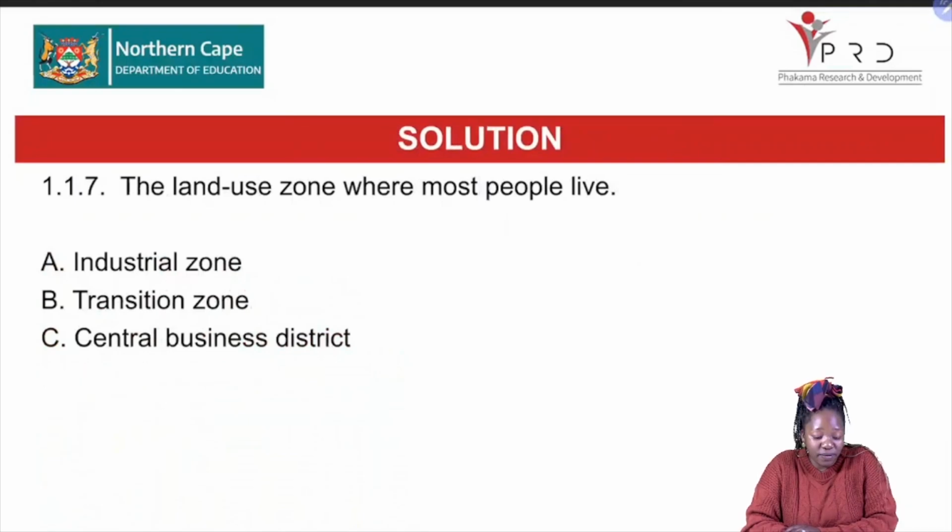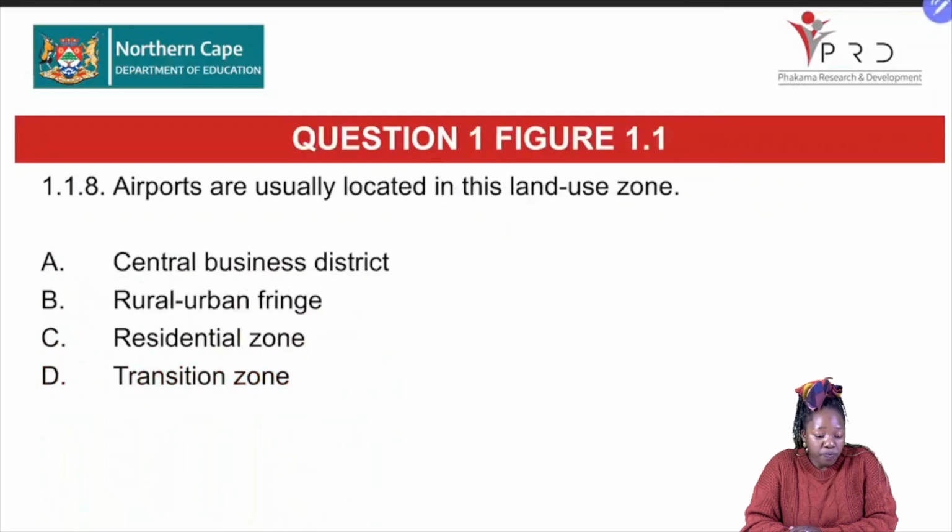So this one, it was very, very simple. We're looking at the land use zone where most people live. We call the areas that we live in the residential zone, which is your option D. So you're moving to your question 1.1.8. The airports are usually located in this land use zone. I think I've made an example in our previous question, so I believe also it will be a simple one. So your 1 minute again starts now.